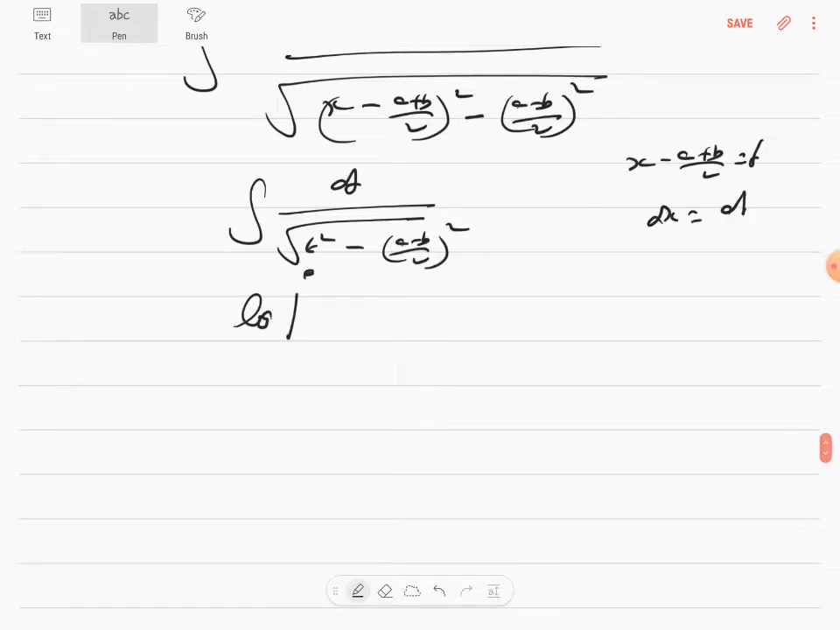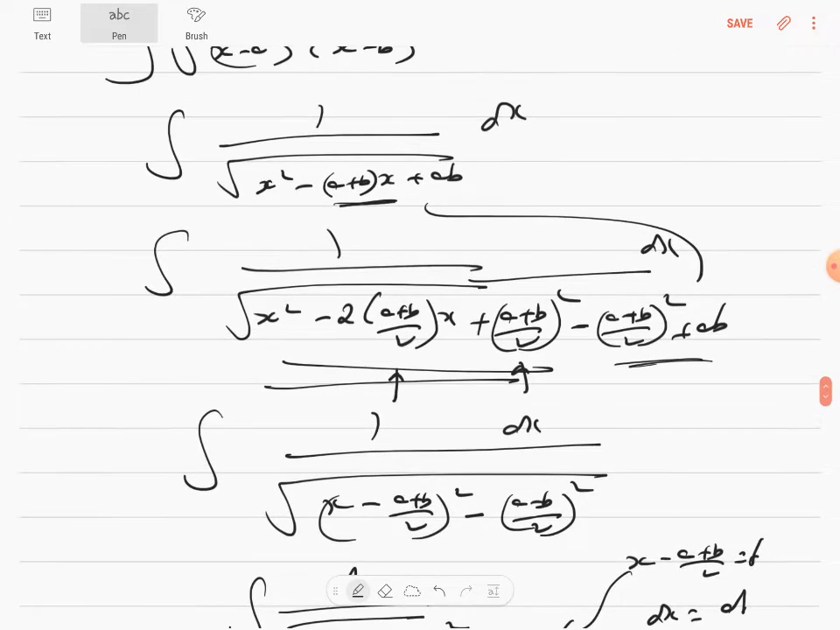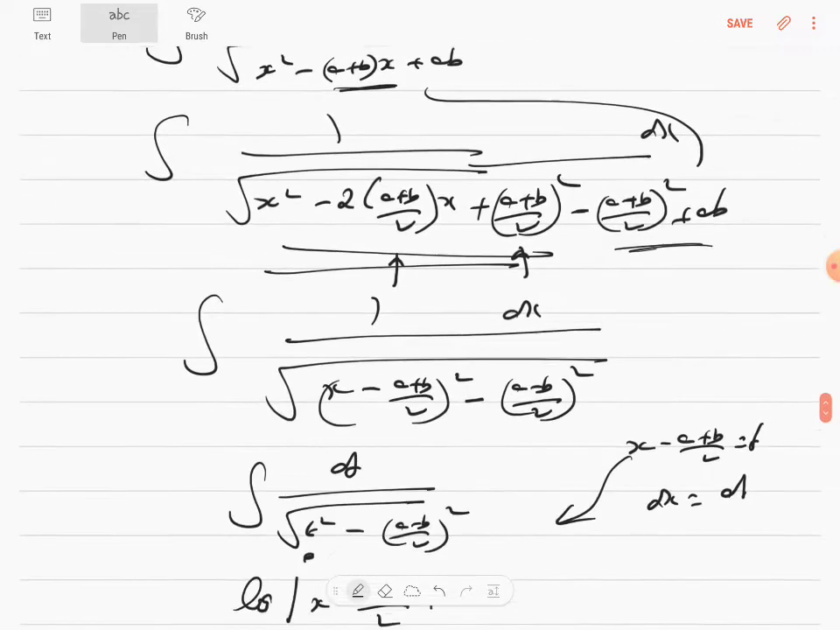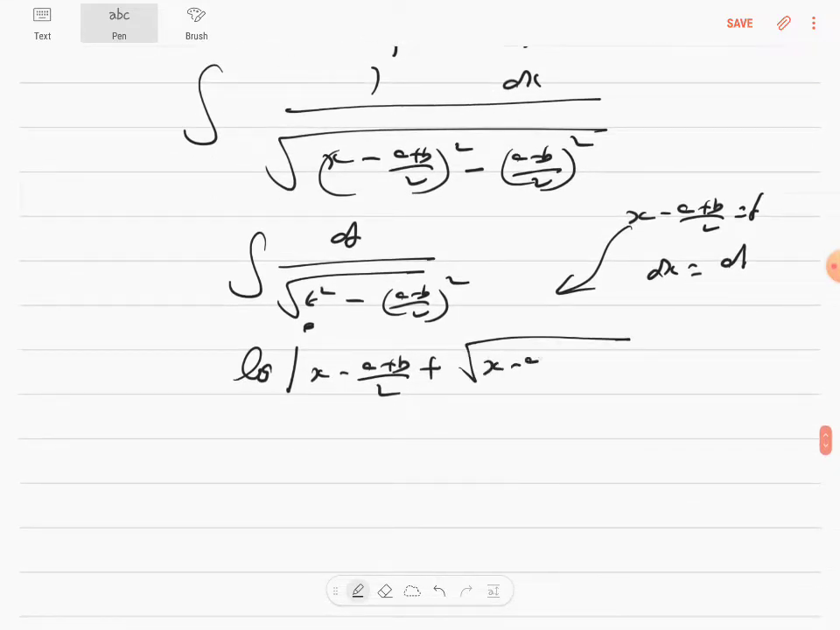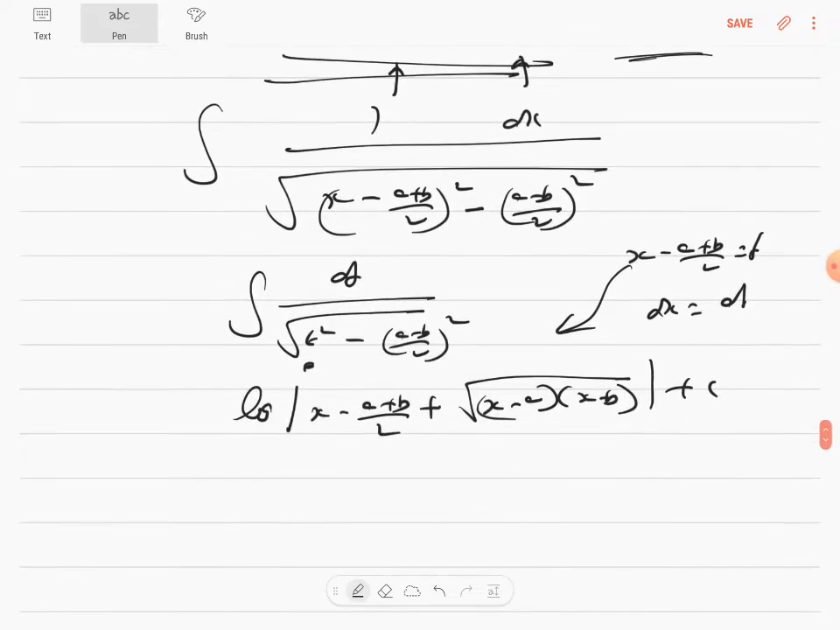T is here, from here you have to write. So x minus (a plus b) by 2 is t, mod of t plus the question copy. The question you have to copy from here, the denominator, root of (x minus a) into (x minus b) plus c. So this is the way to do the sums. I hope you all understood.